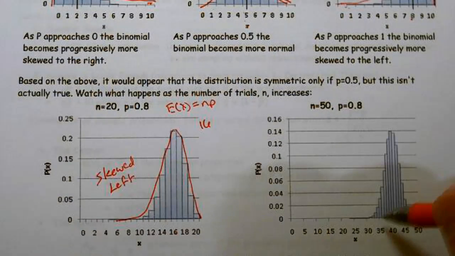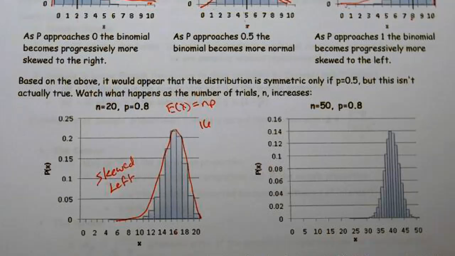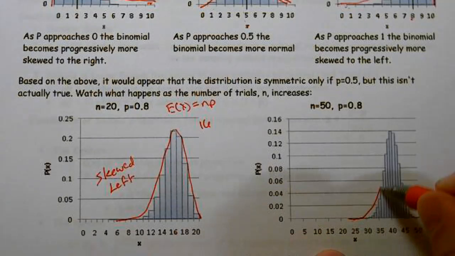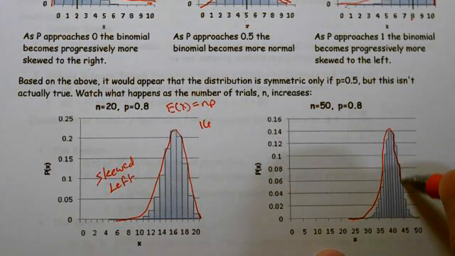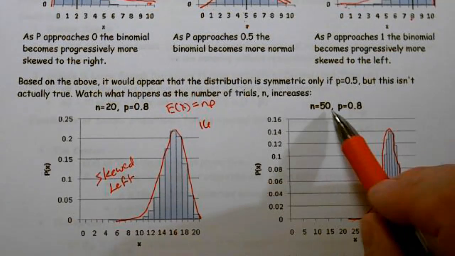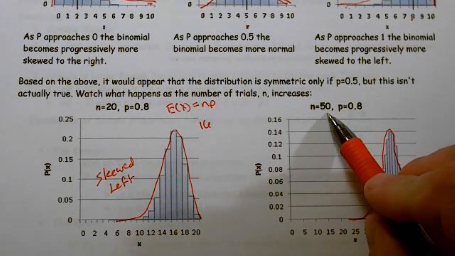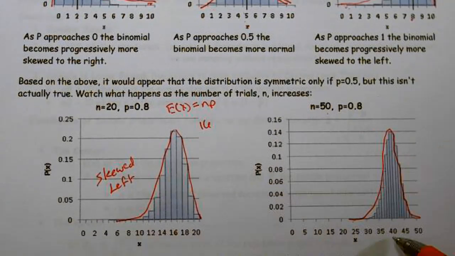When I look at this one, it's like, wow, this is starting to look really normal. I mean, obviously we can see a little bit of skewness, but it's looking pretty normal. This is looking almost mound shaped. And my expected value is 0.8 times 50, which gives me 40. So we're centered at 40.